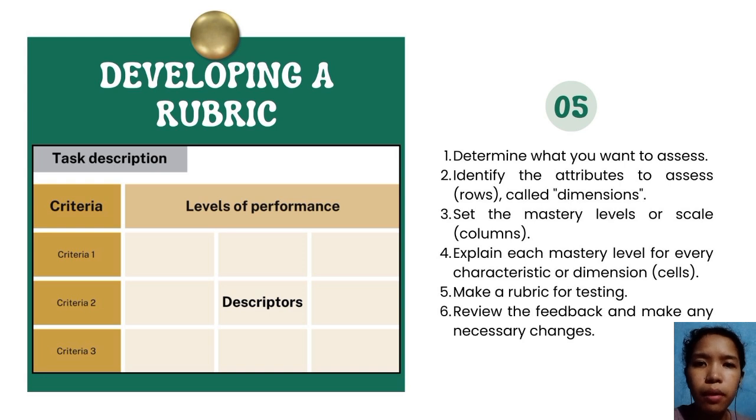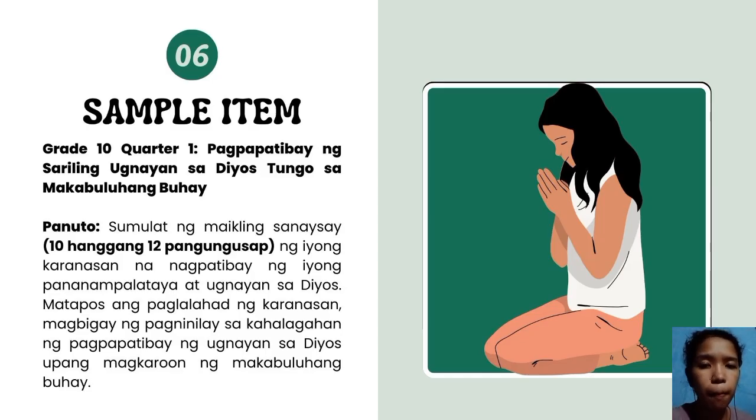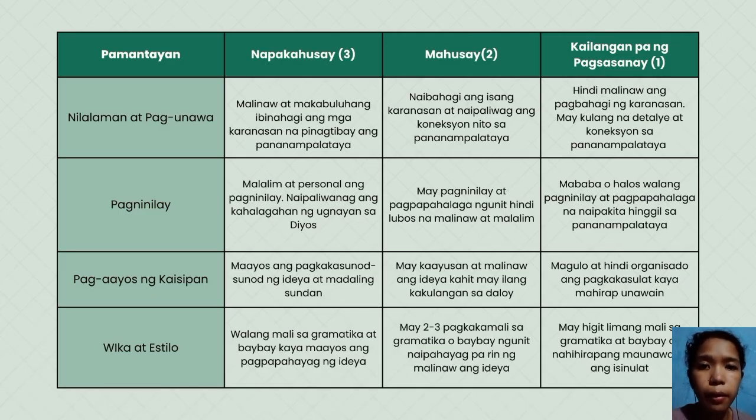The good thing is that once you develop a rubric, you can reuse and refine it for different assessments and tasks. Now, let's look at a sample connected to a Grade 10 Quarter 1 lesson, Pagpapatibay ng Sariling Ugnayan sa Diyos tungo sa makabuluhang buhay. My instruction for the students is to write a short essay sharing a personal experience that strengthened their faith. Basically, this is an example of a constructed response assessment. To apply everything we discussed earlier, here's an analytic rubric. This will be used to assess the short essay of the students.